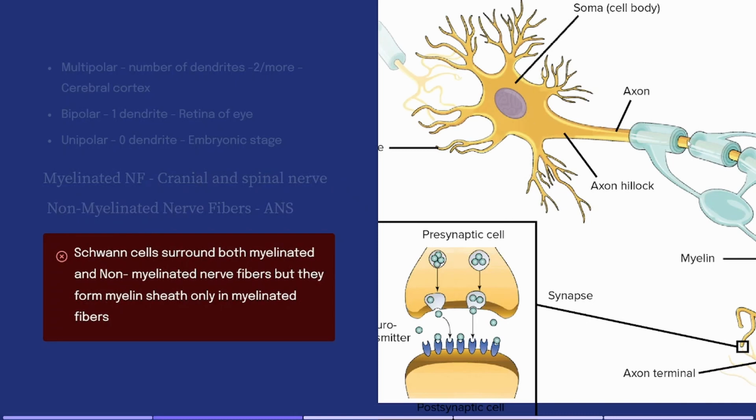Next, another important thing that you need to remember is that Schwann cells are actually present in both myelinated and non-myelinated nerve fibers. But Schwann cells only produce myelin sheath in myelinated nerve fibers and not in non-myelinated nerve fibers.